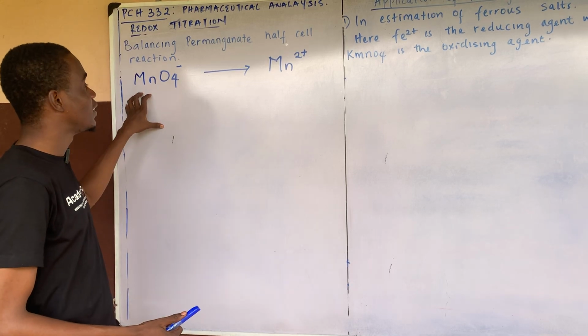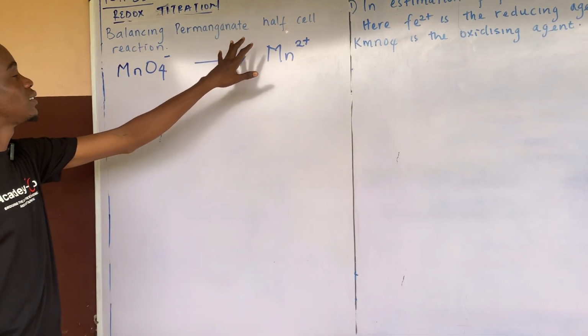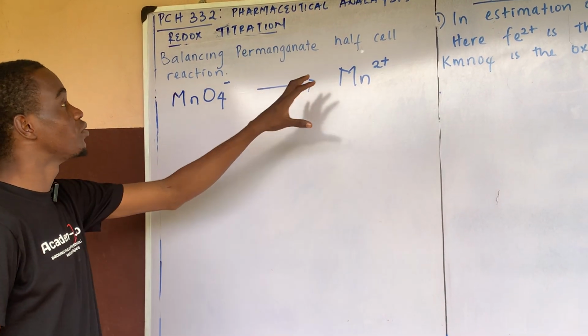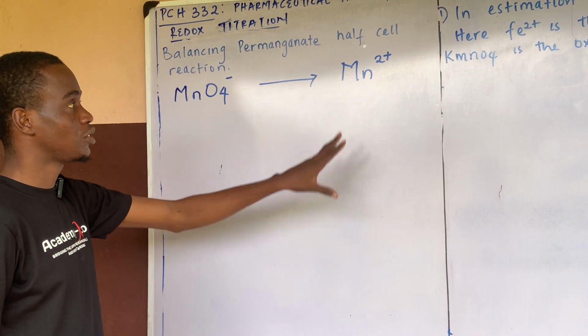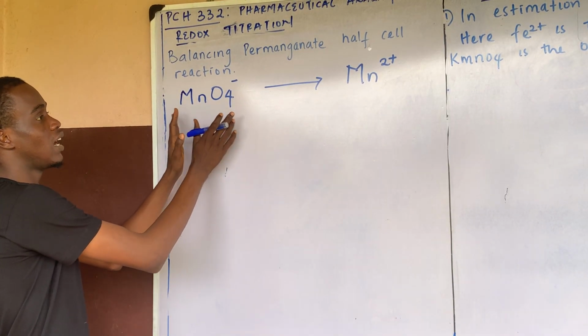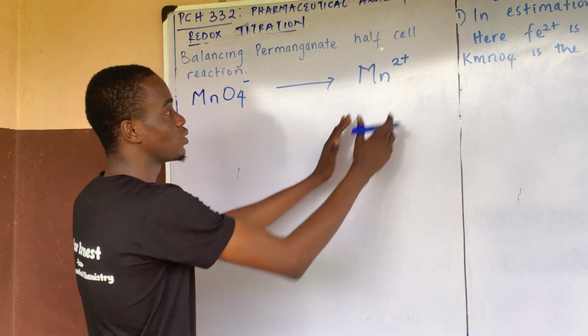So we want to learn how to balance the permanganate half cell reaction. All we'll be doing here is learning how to balance the half cell reaction of permanganate titration. Now we have permanganate ion and we have manganese 2 plus.